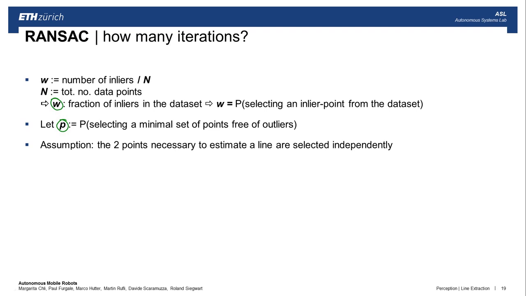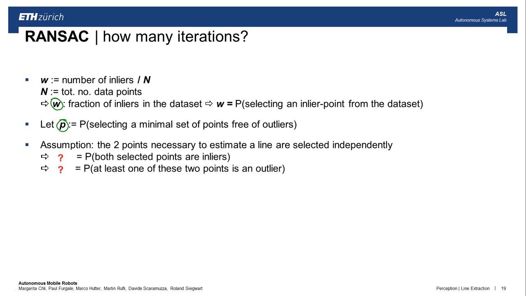Let's assume that in this line fitting example, the 2 points that are necessary to estimate the line are selected independently. What would be the probability that both selected points are inliers? What we need to do is essentially look back at some of the notation that we introduced before. So the probability that we select 2 inlier points corresponds to W squared. And correspondingly, 1 minus W squared corresponds to the probability that at least one of these 2 points is an outlier.